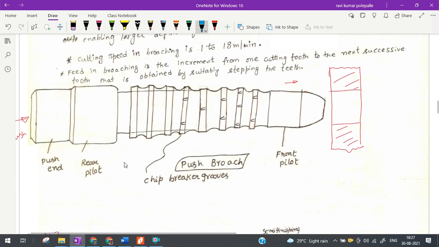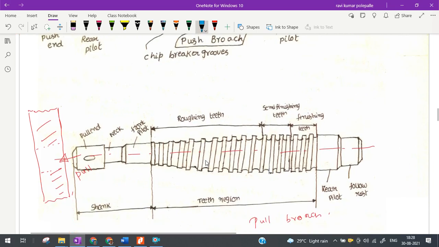So this is a push broach. So by applying a push force to this push end, once the front pilot enters, gradually the hole of the workpiece can be enlarged by pushing this broach. So you may find tooth dimensions are also gradually increasing in this order.